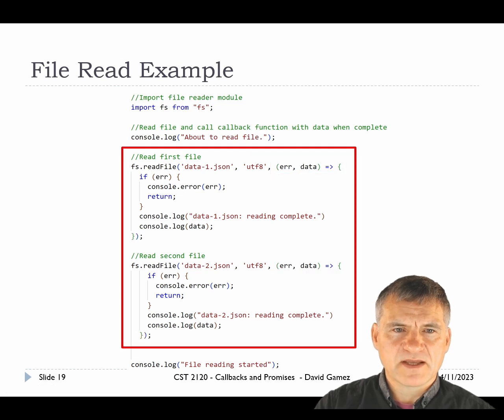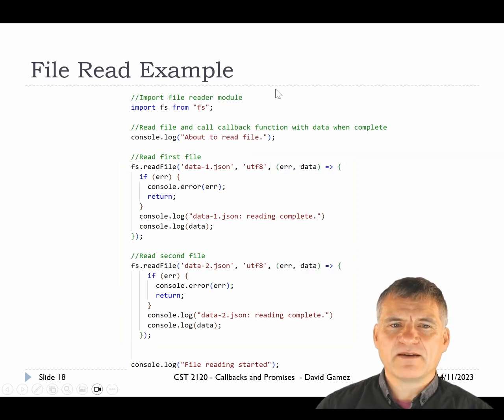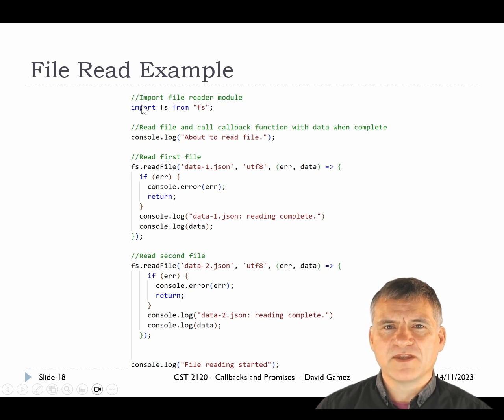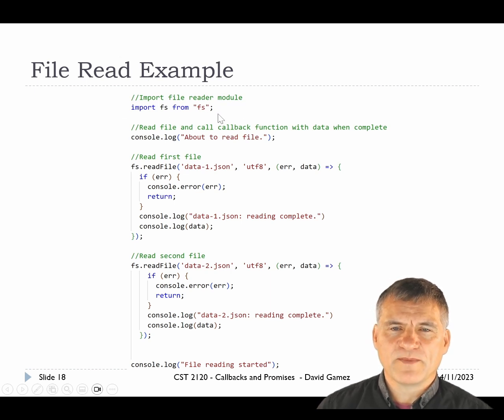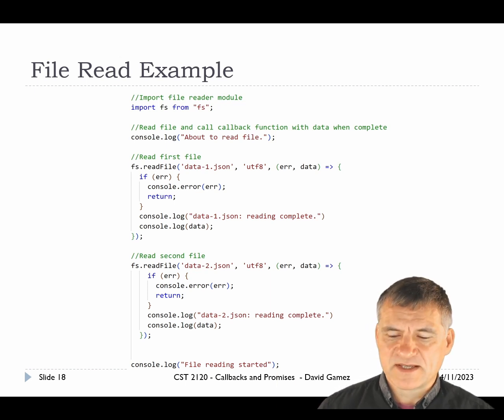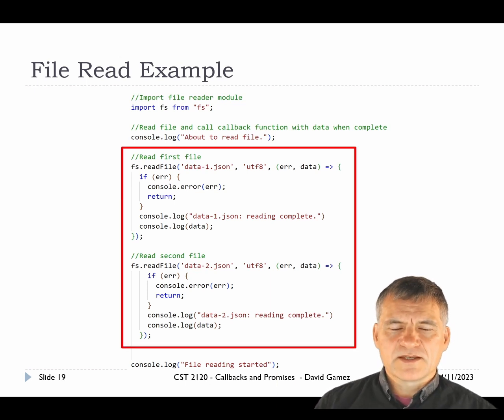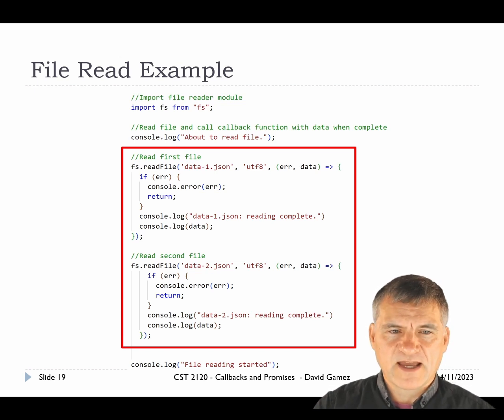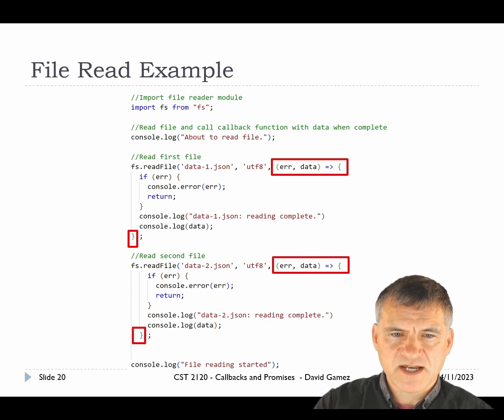So I meant to highlight that, but firstly, I'm importing the file system node module, which by default is just a kind of callback module. I'll show you later one based on promises, yeah? And so here's my callback file reading code with the callbacks, yeah? So I've got my fs readFile passing in different arguments, data1.json, data2.json.